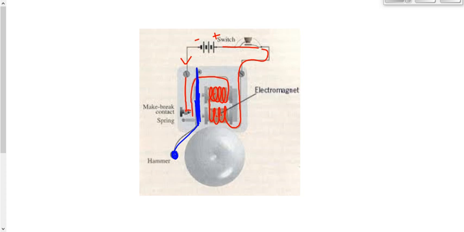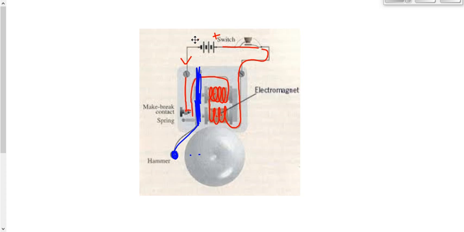So what happens? As this blue piece of steel gets attracted to the electromagnets, the hammer comes over and hits the bell. So what do we hear? Ding. That's it. We hear one ding. But that's not a very good fire alarm, right? Or a very good doorbell. Ding. So what happens in that process?